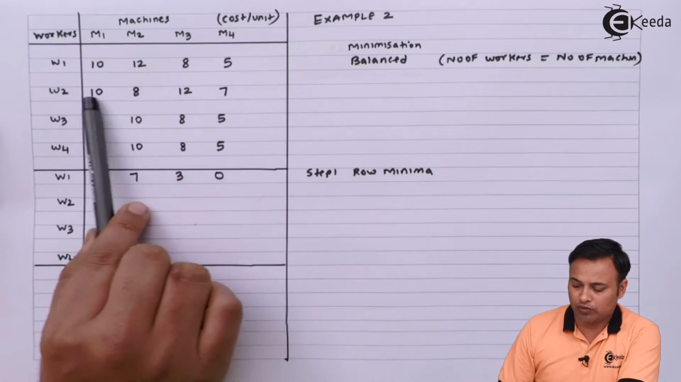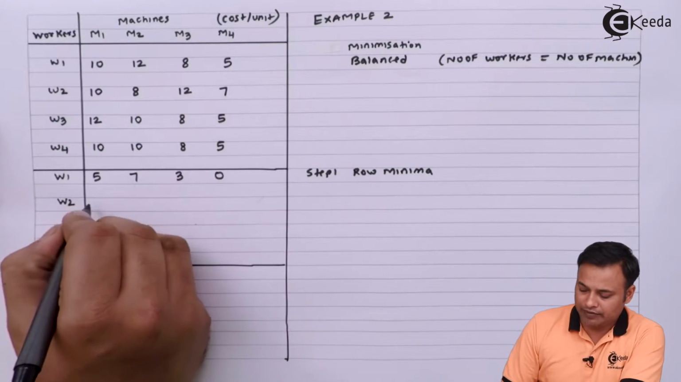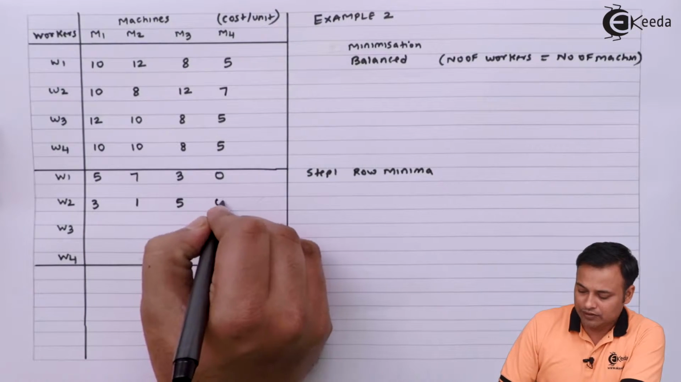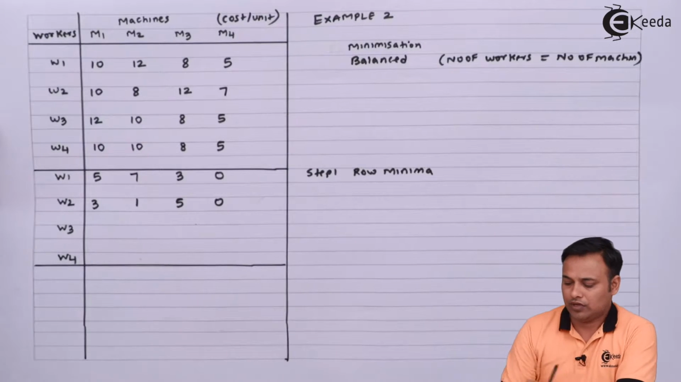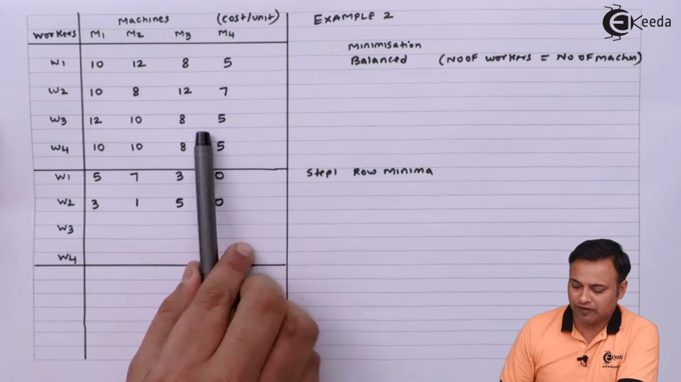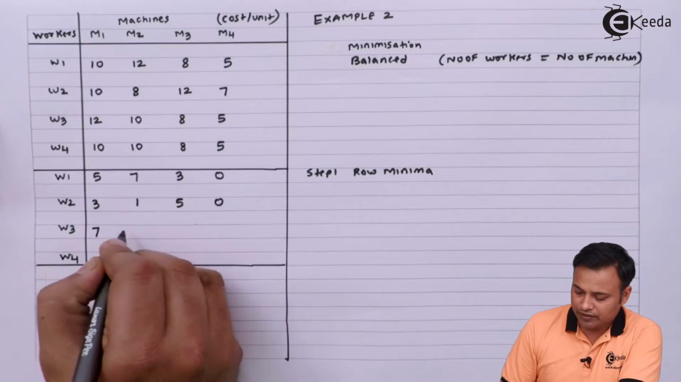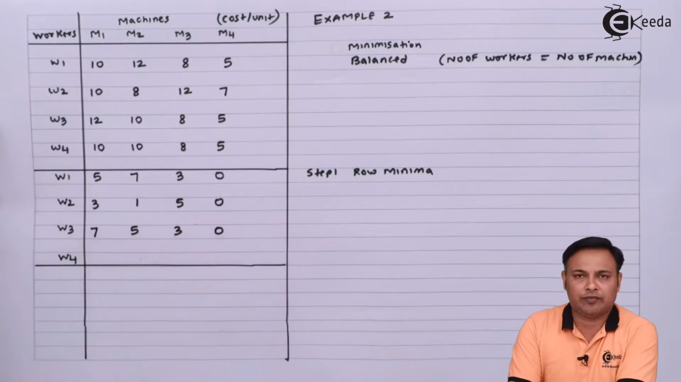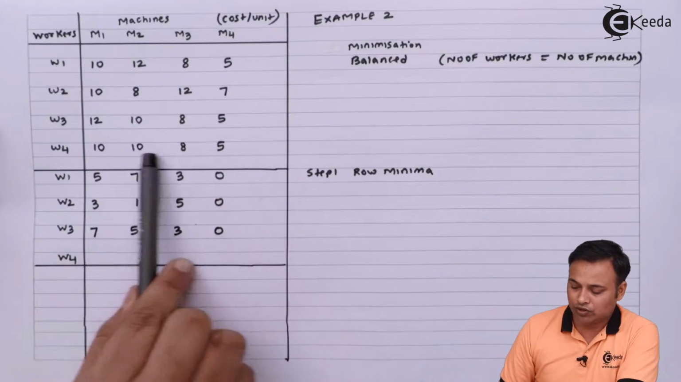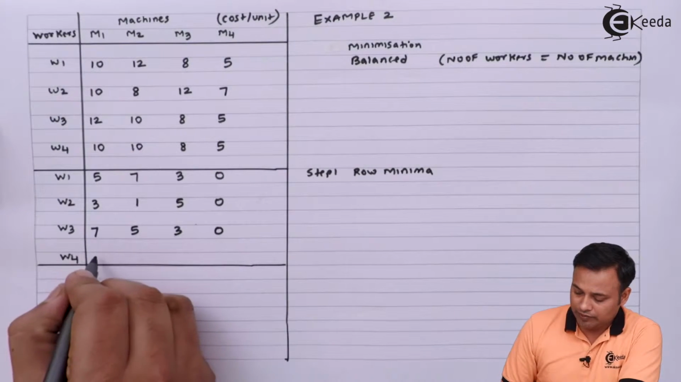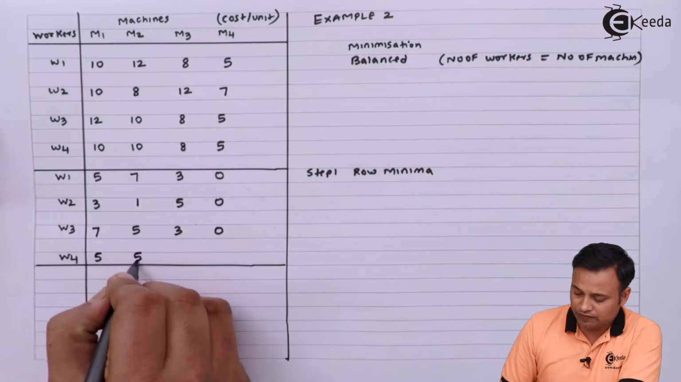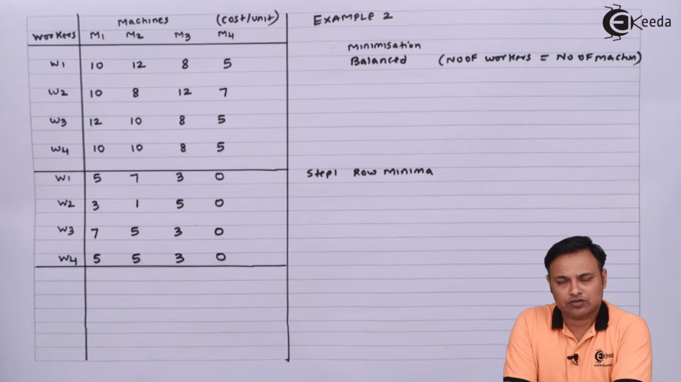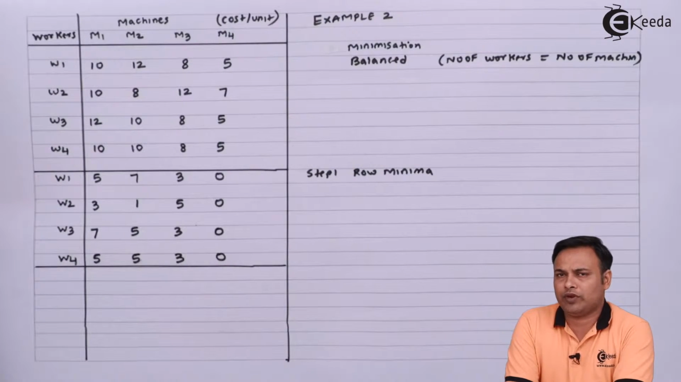In the second row my lowest number is 7, so it will be 10 minus 7, 8 minus 7, 12 minus 7 and 7 minus 7. In the third row my lowest number is 5, so 12 minus 5, 10 minus 5, 8 minus 5 and 5 minus 5, and in the last row it will be 10 minus 5, 10 minus 5, 8 minus 5 and 5 minus 5. So we obtain a new table by using row minima.